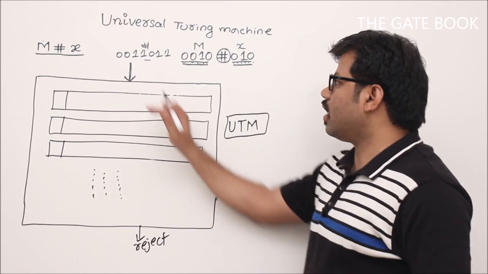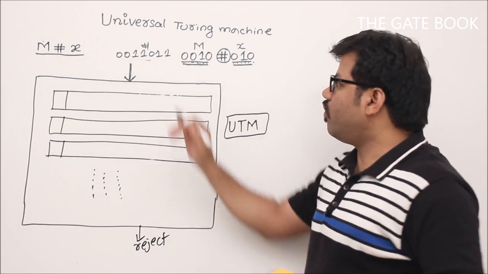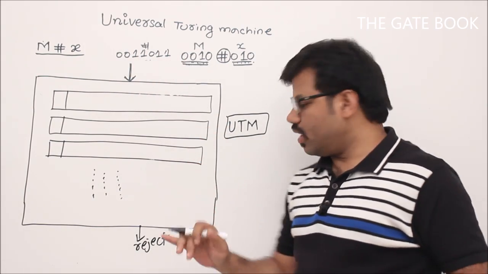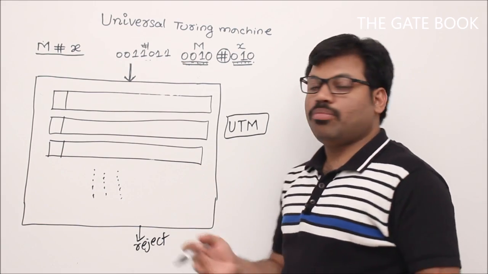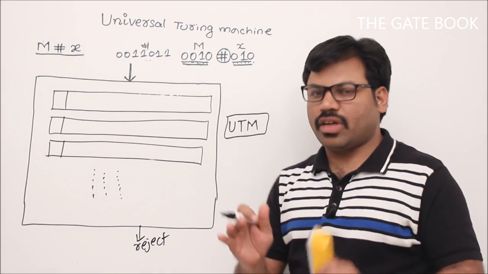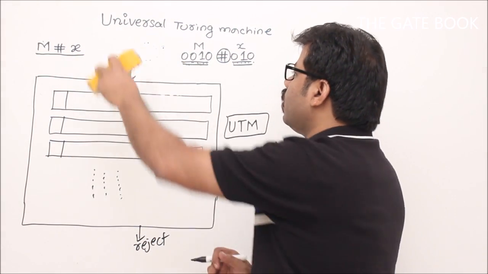Just listen. One functionality is, first it will check whether the binary pattern has hash or not. If there is no hash, then it will reject it, because I don't want that kind of input. Okay, sir, please tell us what it accepts. I'm telling. Whatever the input, if you give the right input, let's say a proper input is given.